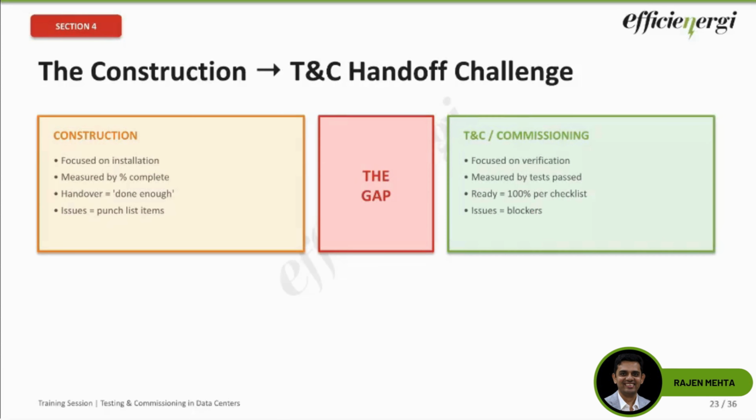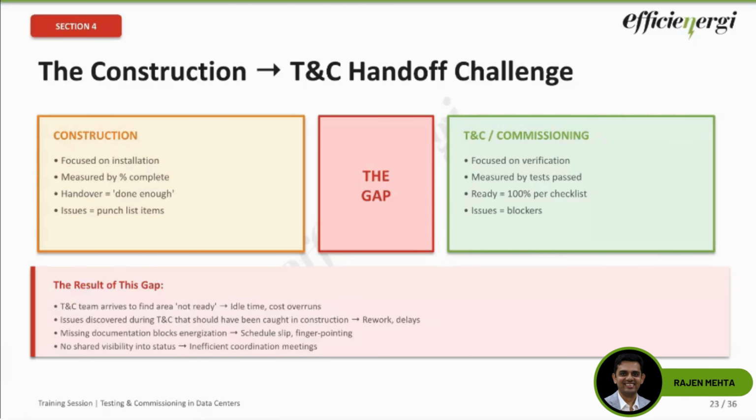So the TNC mindset is: is it 100% ready for testing or not? I need complete documentation, complete as-built documentation. Any open issue means a blocker for me. I need all prerequisites clear. That is the TNC mindset. So this is where the gap starts occurring, right? Here I would say nobody is wrong. In a way, nobody is wrong because both of the teams are using different criteria. They are using different parameters to measure their completion criteria.